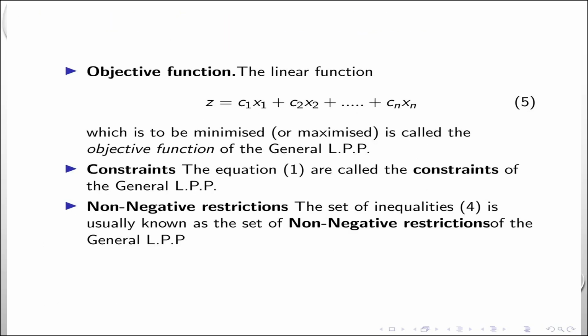Next, let us see the objective function. The linear function Z = c1x1 + c2x2 + ... + cnxn which is to be minimized or maximized is called the objective function of the general LPP. Next, constraints. The equation 1 are called the constraints of the general LPP. Non-negative restrictions. The set of inequalities 4 is usually known as the set of non-negative restrictions of the general LPP.